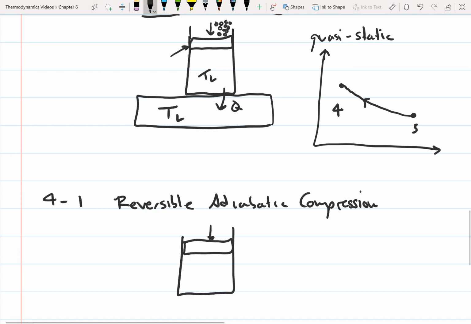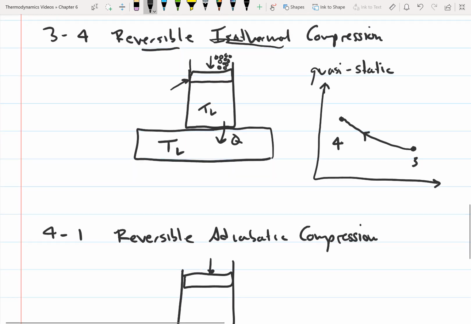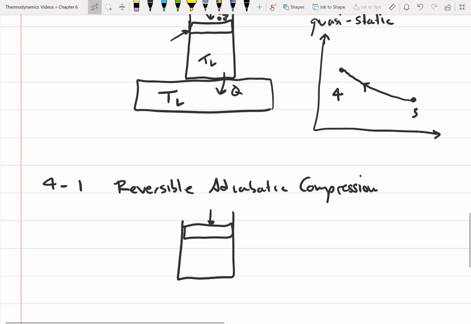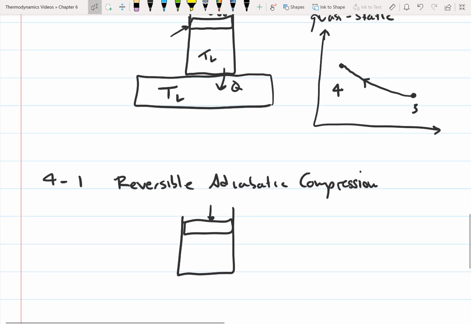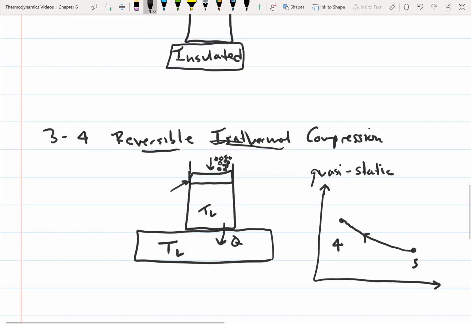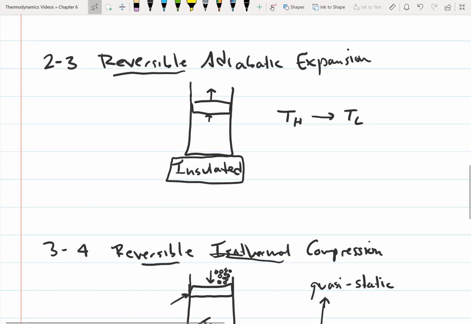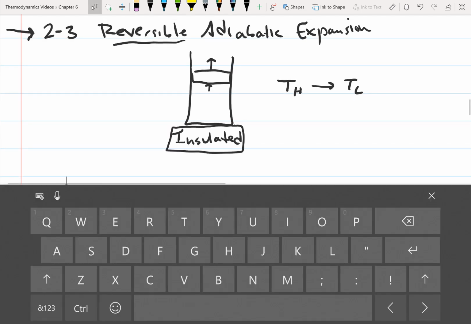So let's draw our piston cylinder again. So we're still compressing the gas. So we're at state 4, and to get back to state 1, we need to compress the gas even further. And we're going to do it adiabatically, so that means there's not going to be any heat transfer. So that means that this is going to be insulated. So it's like the process from state 2 to state 3. It was adiabatic, and so it was insulated.